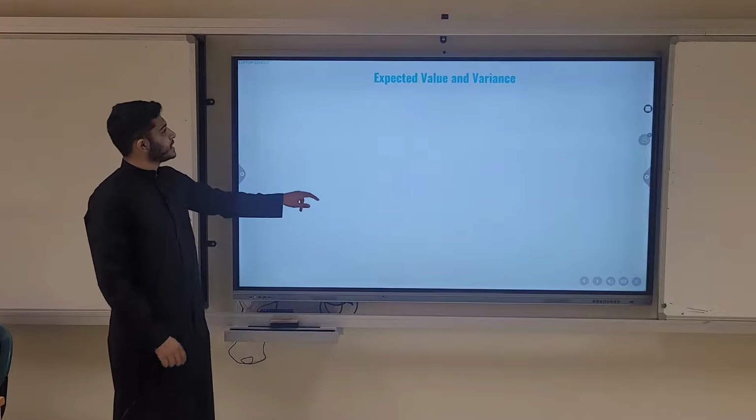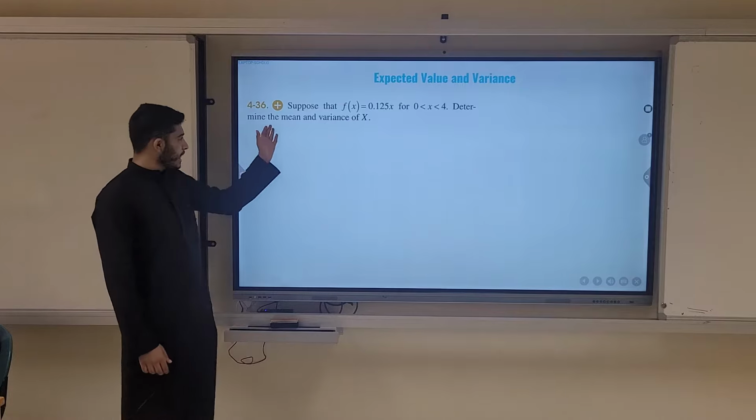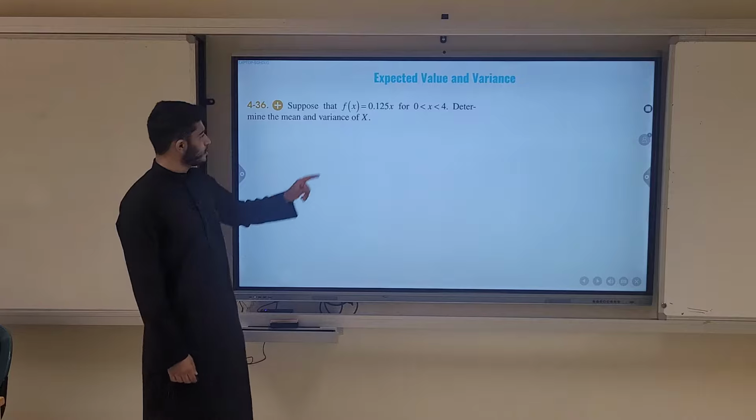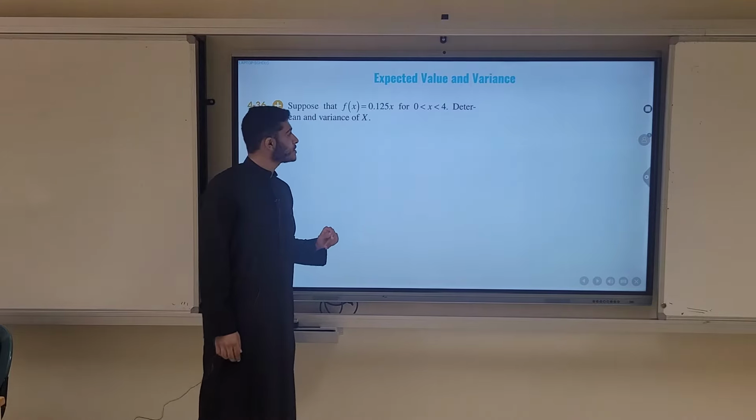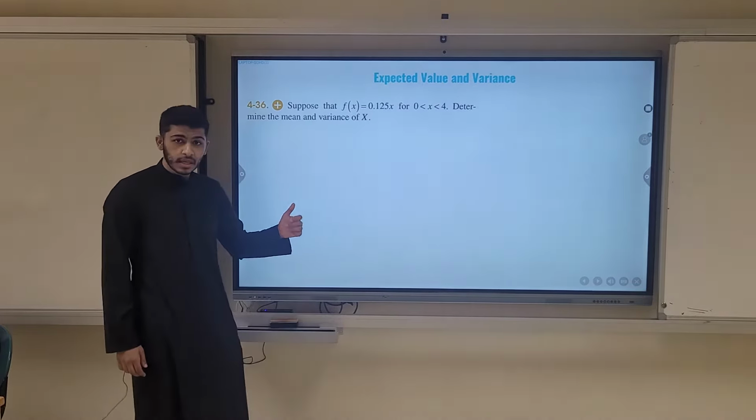So let's solve some questions on the expected value and variance. Here we're going to have a PDF, probability density function, which is this one. And we have the domain of x going from 0 to 4, not minus infinity, not infinity.